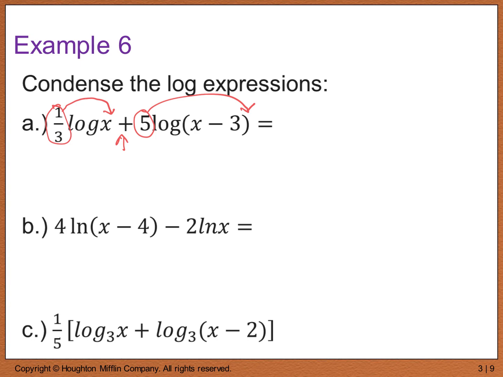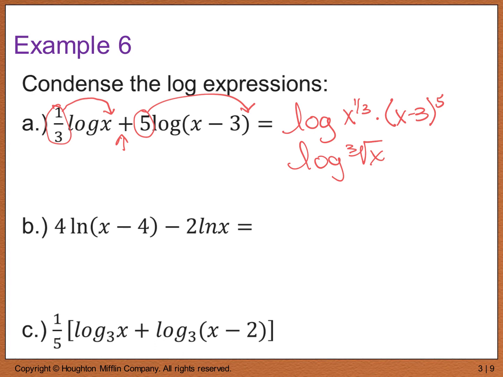So really what I had is the log of x to the 1/3 power times the quantity of x minus 3 raised to the 5th power. The only other thing that I might do is that x to the 1/3 is really the cube root. So you could rewrite that as the cube root of x times the quantity of x minus 3 raised to the 5th, and that would be the log of all that stuff. So this right here would be my final answer.